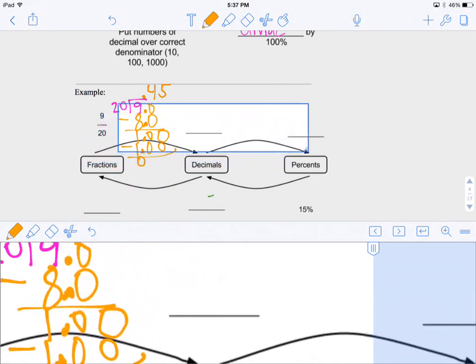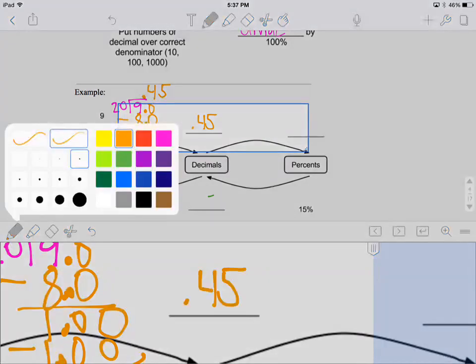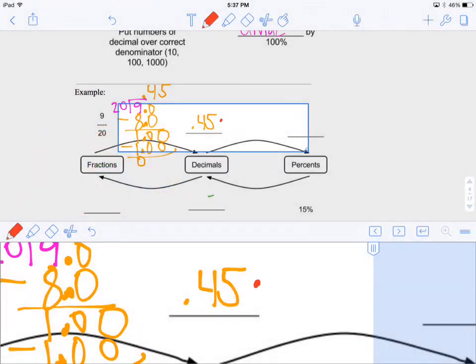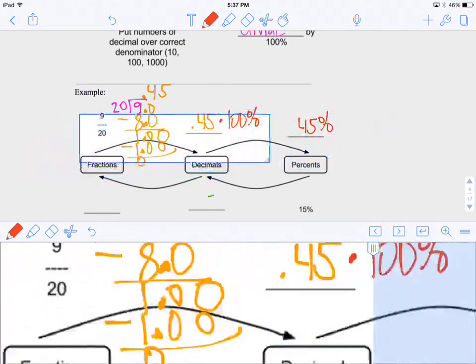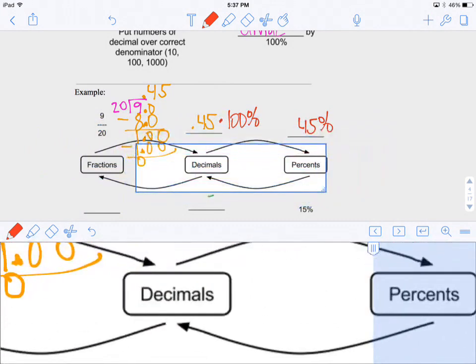So our decimal is 0.45. To convert that to a percent, we multiply times 100%. So what that means is now we have 45%. Okay, so that was going from a fraction to a percent. You have to take that decimal step in between. You can't automatically just skip it.